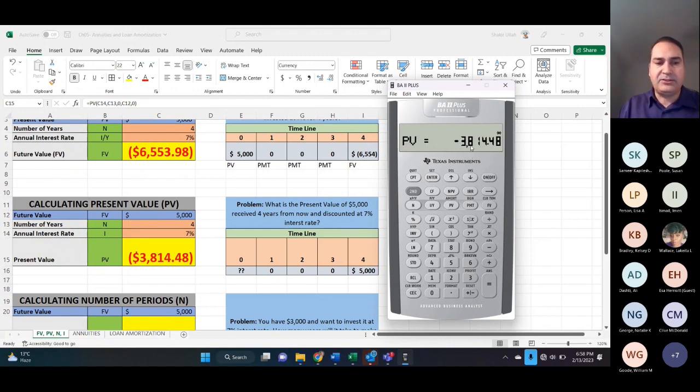And it gives me this answer, which is exactly the same that I got from my Excel. Again, a negative number because our future value is positive. And that's it. Any question here?